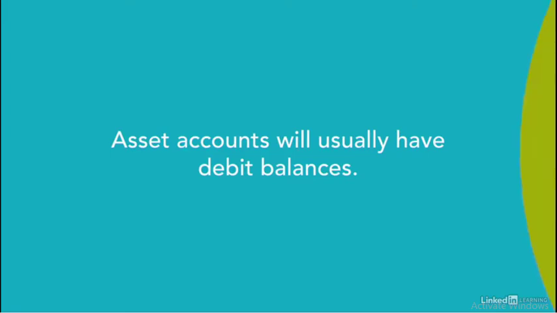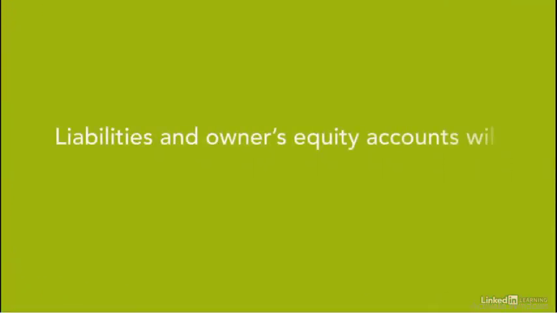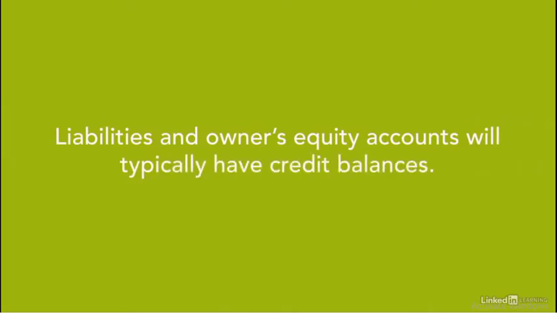Now, the opposite relationship is true for liability and owner's equity accounts. They are decreased by debits and increased by credits. As a result, liabilities and owner's equity accounts will typically have credit balances. In addition to assets equaling liabilities and owner's equity, debits should always equal credits. If you fully grasp the meaning of these two equalities, you are well on your way to mastering the mechanics of accounting, or learning the language of accounting.